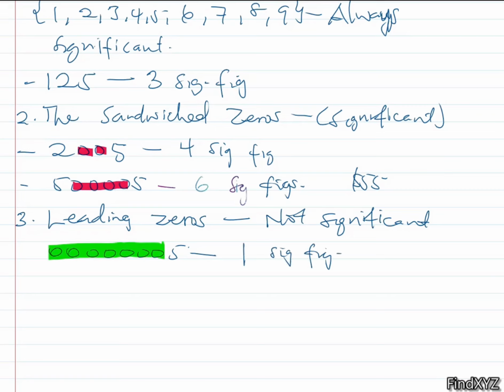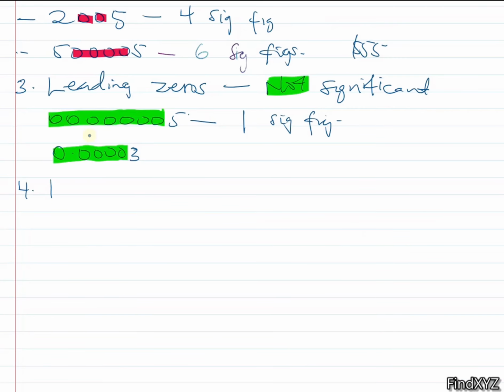Okay. Another example before we move on to the next one is if you are given 0.00003. Similarly, they are all leading zeros. So leading zeros are not significant. Okay, so take note of that. I will not waste time on leading zeros because they are not significant. They are just placeholders, right? The last but not the least is called trailing zeros.